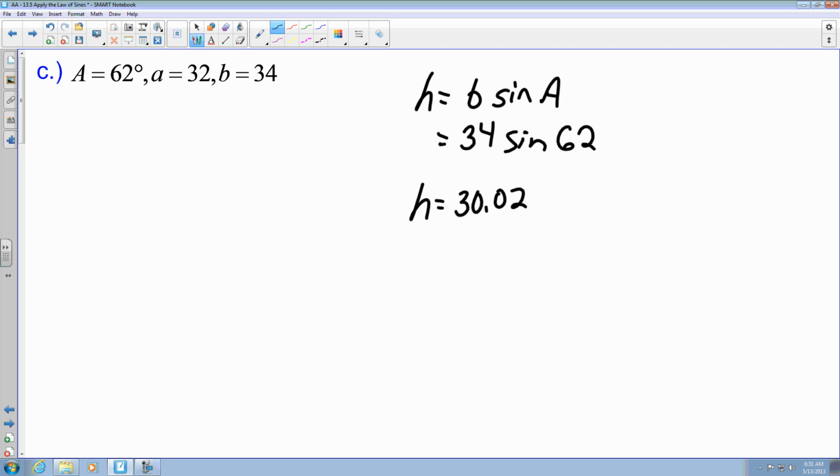So now I know that H is 30.02. I can look back at my chart. Number 1, is H greater than A? No, it is not. Is H equal to A? No, it is not. Is H less than A, but is A less than B? Yes, it is. And since that is a true statement, I can say that this is going to make up 2 triangles. Okay?